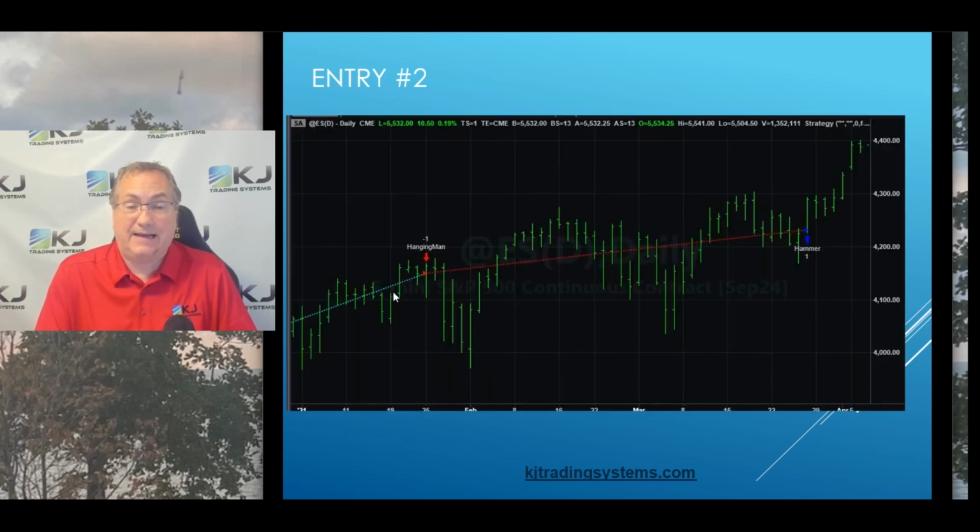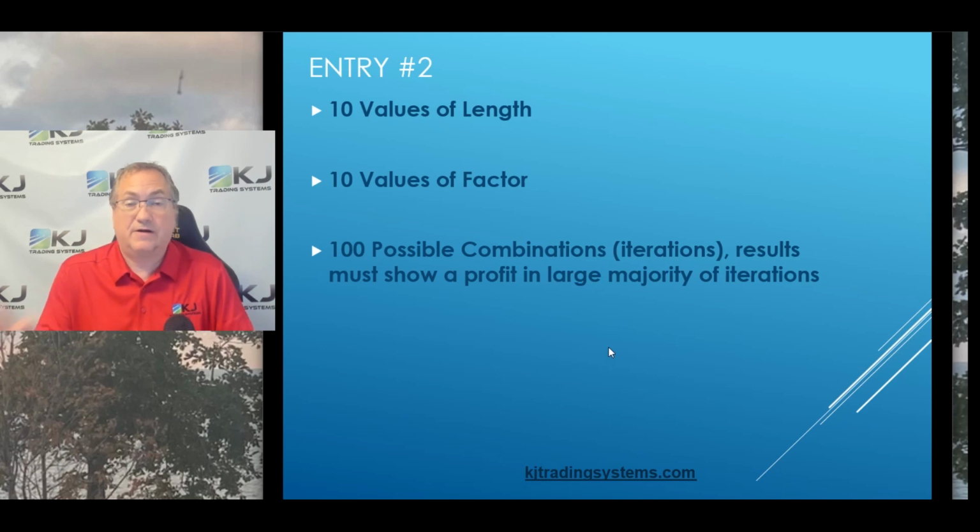Okay. So I wanted to see what that looks like, and you get an idea. You can kind of see this where it starts to come down, then it goes short. It's a hanging man. That trade didn't work out too good. But a little later on, you can see the market comes down, then starts to come back up. That's the hammer. I used 10 different values of length and 10 different values of that body factor, so I had 100 iterations.